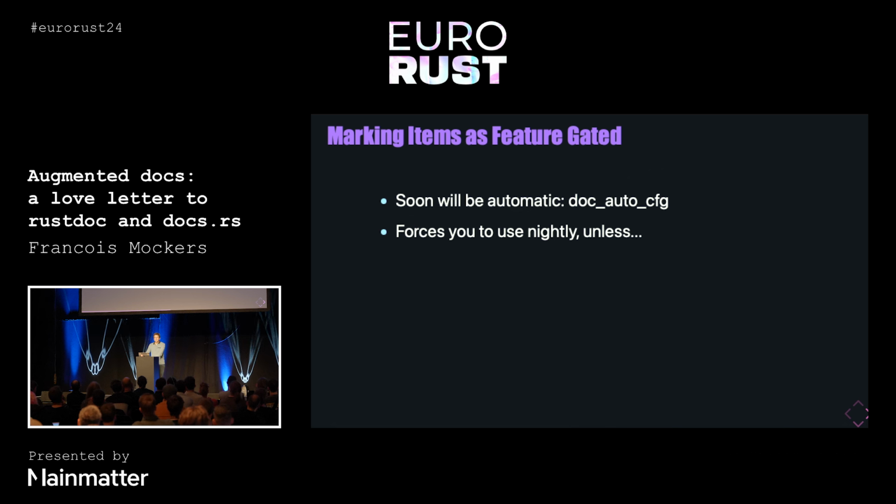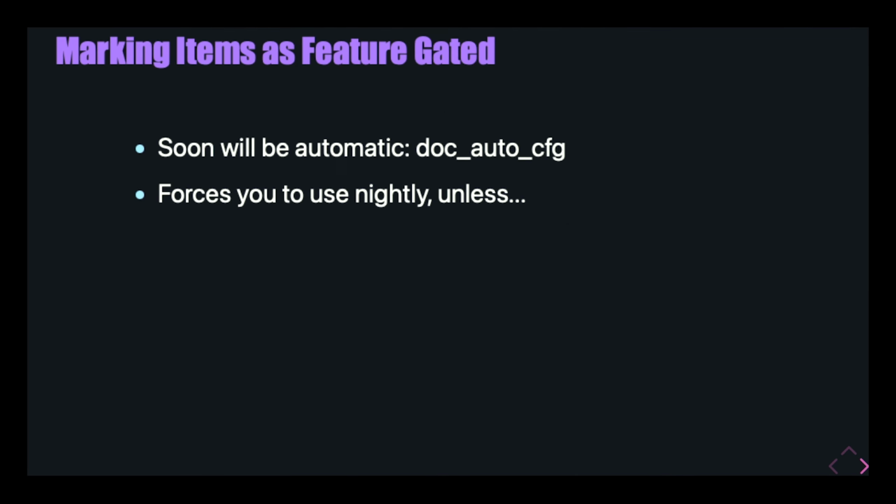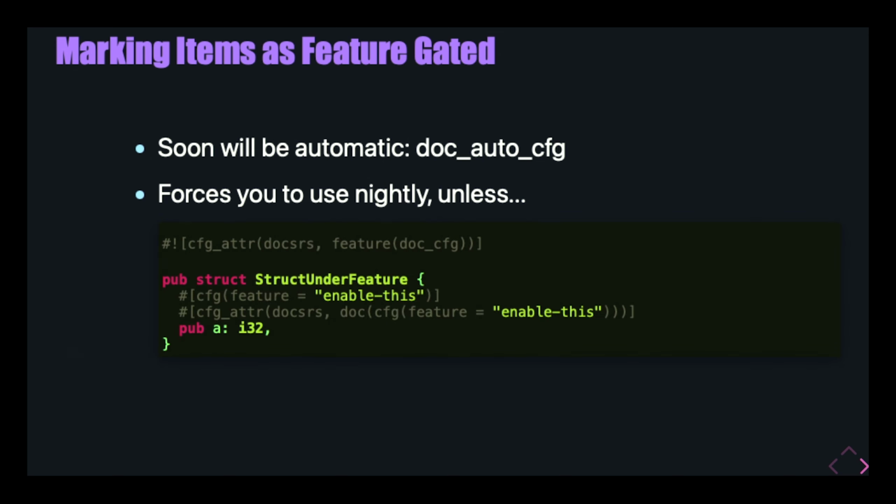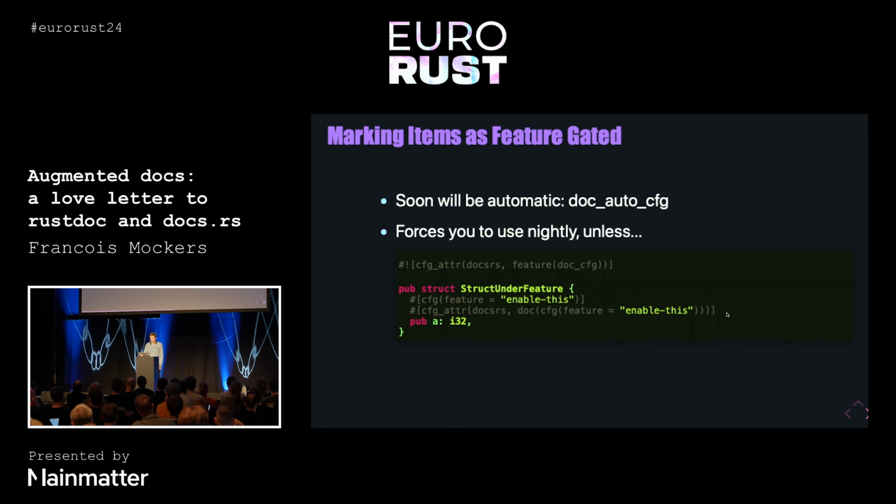It's going to be automatic at some point. There's an RFC to stabilize it. It's the doc auto cfg feature. And the sad thing is it forces you to use nightly unless you want to do it only on the docs.rs site. And then there is this little dance with attributes to do. So you enable the doc cfg feature only when building for the docs.rs site, and then on your attributes, you again do this whole dance. I just keep it on hand because it's hard to remember the exact syntax, but yeah, it's something very useful.